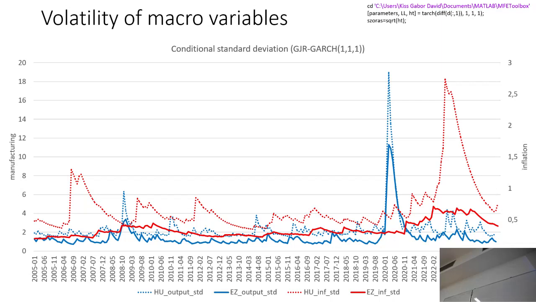This is where we can see the side effects. So you cannot maintain an open and small economy with or under low volatility in the output or in inflation. So the dotted lines are Hungarian data, the solid lines are Eurozone data.